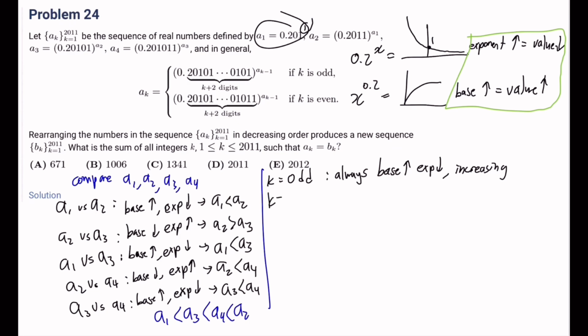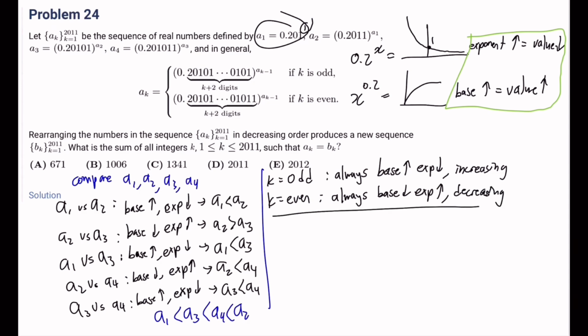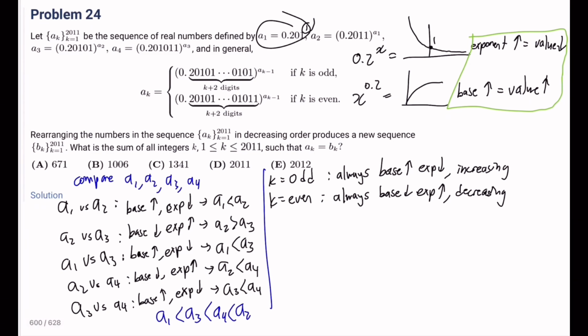And for k even, it's something similar. Always the base is going to be lower and the exponent is going to be higher, right? And so that means it's in decreasing order. So we have that, and we have one more. Always, when k is odd, this is going to be less than when k is even. And so now we can make this bk sequence.